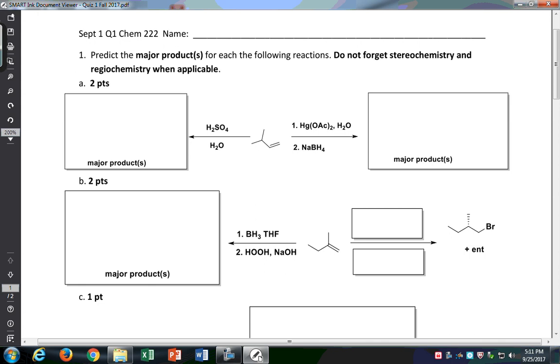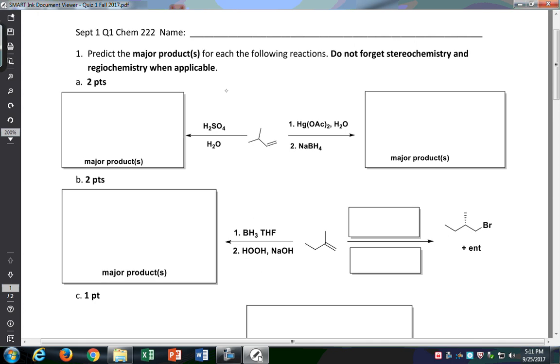Oh my. What's up with that? Doesn't sound good. Every time you're going through a carbocation intermediate, you should always consider a rearrangement. If a rearrangement is going to be more stable, that's going to lead to your major product.